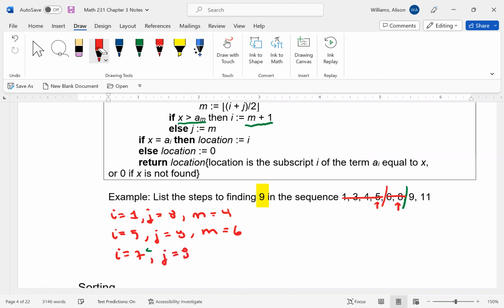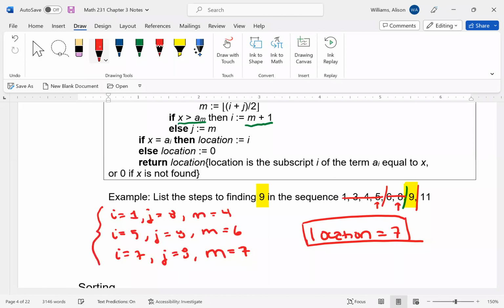And then M is now, we're splitting these two terms in half. So M is now 7. So I'm looking at that term and I see finally, yay, we did it. There it is. There's my magic X. So I'm going to return that location. So the location is 7th, which was the last value for M. So that's how we could list it out using the pseudocode. All right, the program written in the pseudocode.